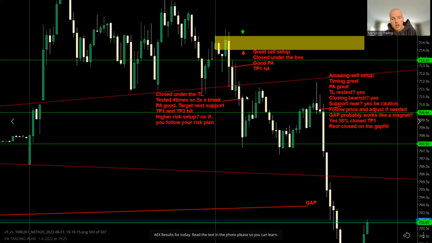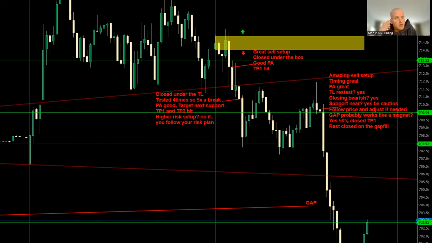Another great trade because I was really aiming for that gap being filled. Closed under the trend line, tested it 4 times, so the 5th is a break. Price action is good. Why? Because it's a bearish candle, and that's usually exactly what it is at the Net25. You don't really have to compare it to any Forex related price action rules or maybe some experience you have with that. So the target is the next support.